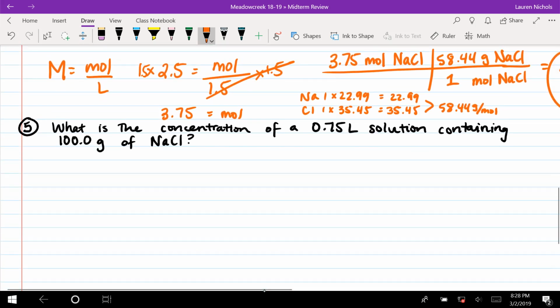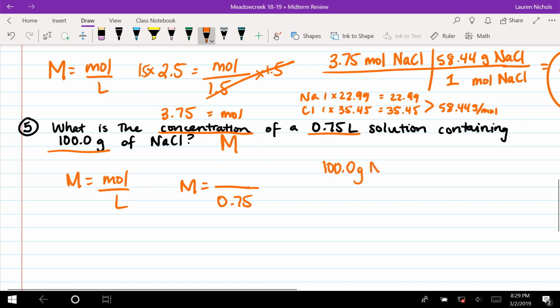So the last problem says, what is the concentration? They're looking for the concentration of a 0.75 liter solution containing 100 grams of NaCl. Now, when you see the word concentration, concentration is measured a couple different ways, but since we've been doing molarity this whole video, and since it says liters, that's an indicator that we're going to be looking for M. So if M is equal to moles divided by liters, I don't know M, that's what I'm looking for, and I don't know moles either, but I do know liters is 0.75, and I know that since I have 100 grams, I can figure out my moles.